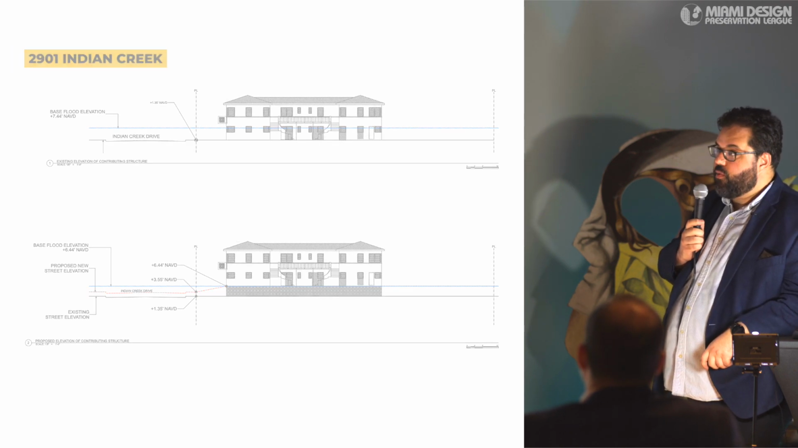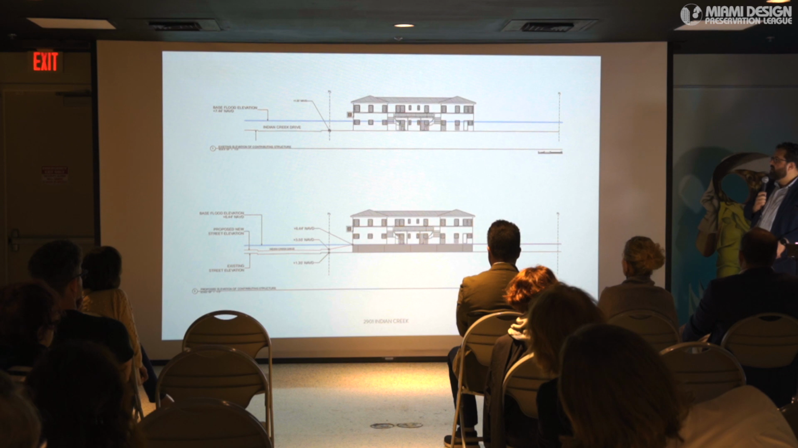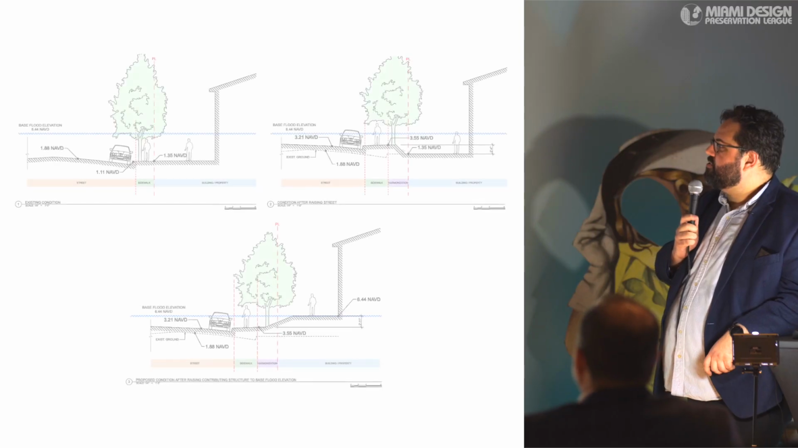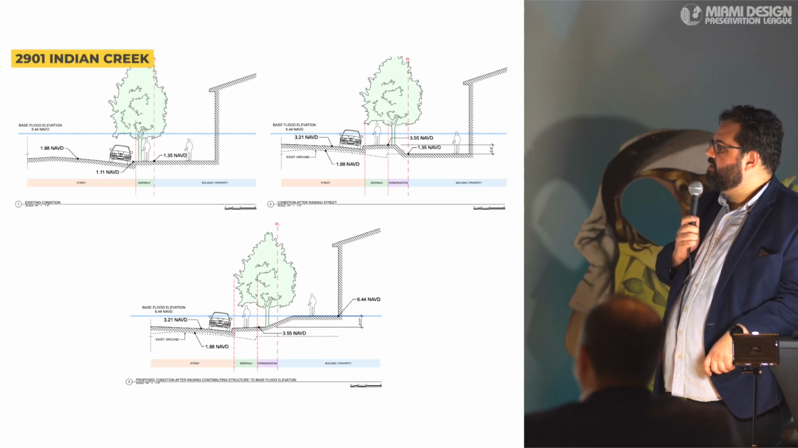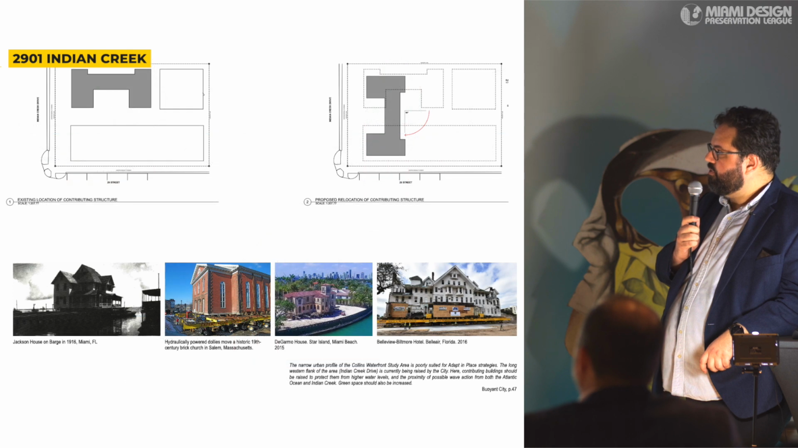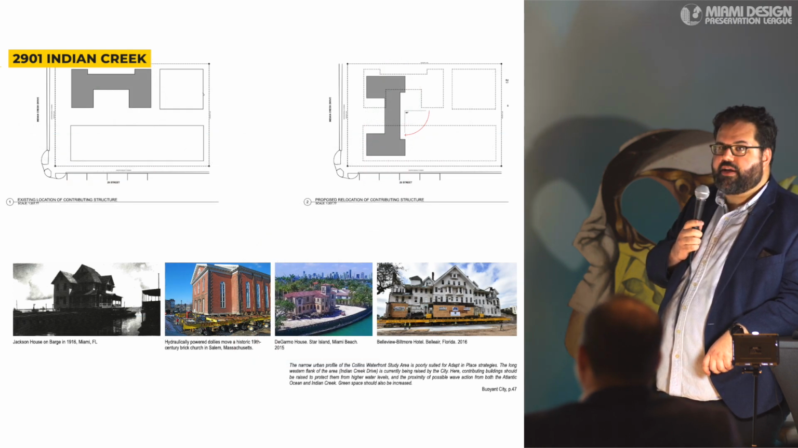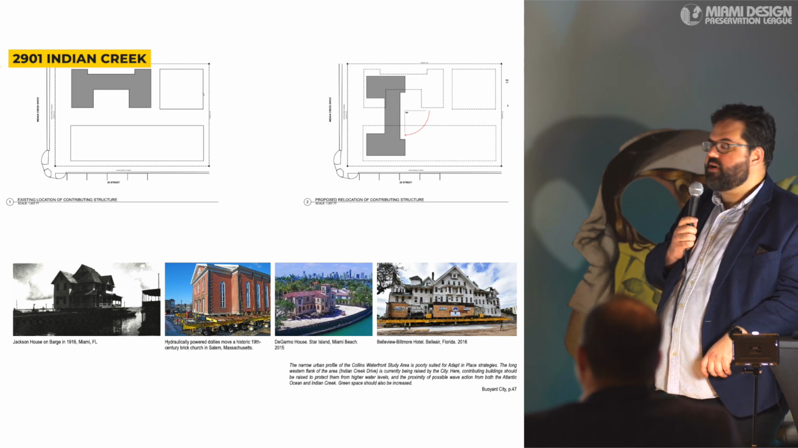or where Indian Creek was, and Indian Creek was raised enough so that it was going to basically flood our property. These are some of the diagrams that we looked at in terms of what we would have to do. So really the only way to celebrate and save this structure was to effectively raise it, turn it and rotate it, and have it facing Indian Creek.